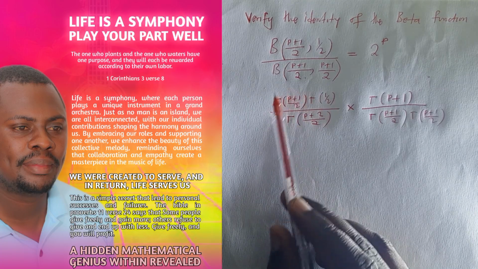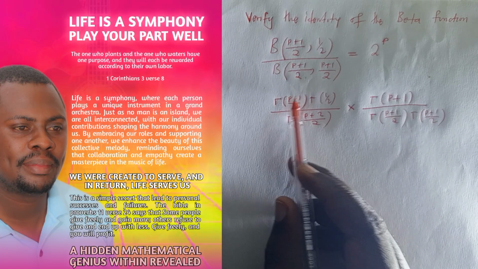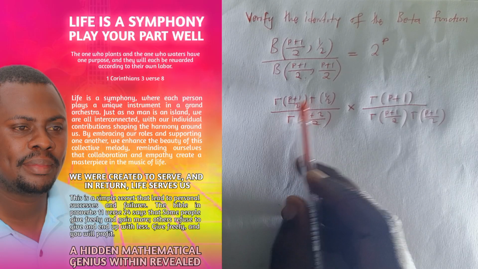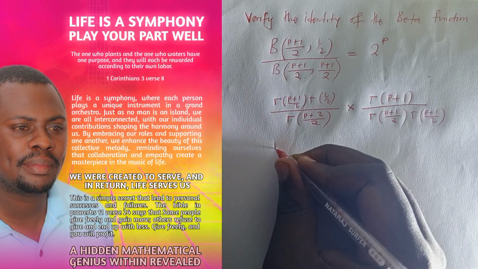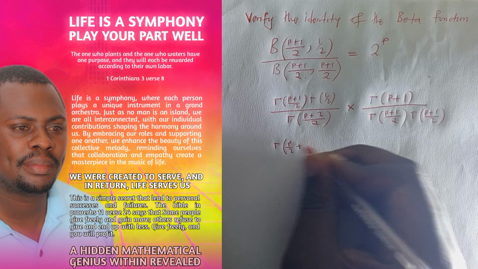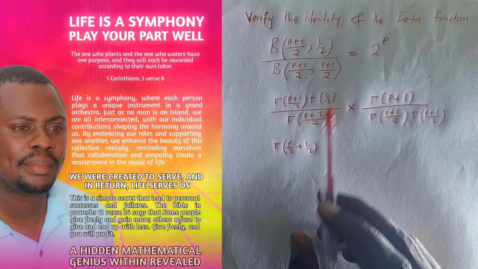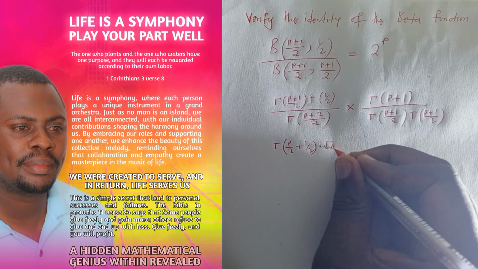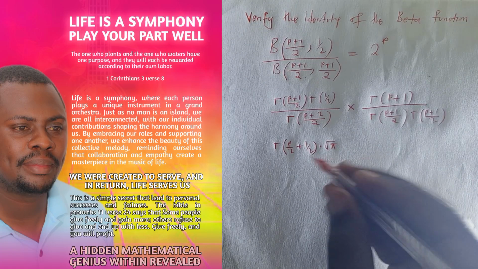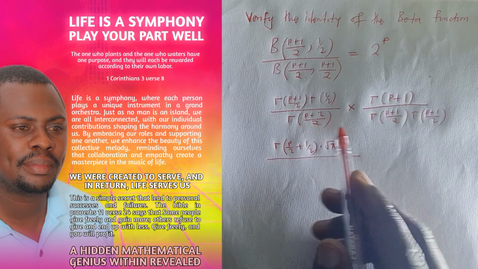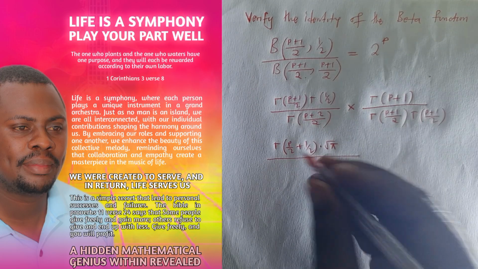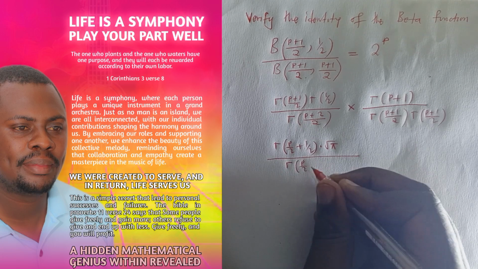So here you can simplify. We have gamma of p plus 1 over 2. This will give us gamma of p over 2 plus 1 over 2. Okay, so we have gamma of p over 2 plus 1 over 2. Then here we have gamma of 1 over 2. Gamma of 1 over 2 is always the square root of pi. So multiply by square root of pi over, here you can do the same. It's p over 2 plus 2 over 2, which is 1. So we are going to have gamma of p over 2 plus 1.